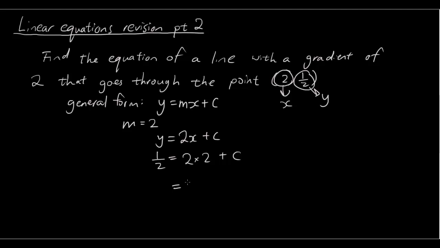So we have 4 plus c equals a half. Now minus 4 on both sides, so c is equal to half minus 4. So c is equal to negative 3.5.